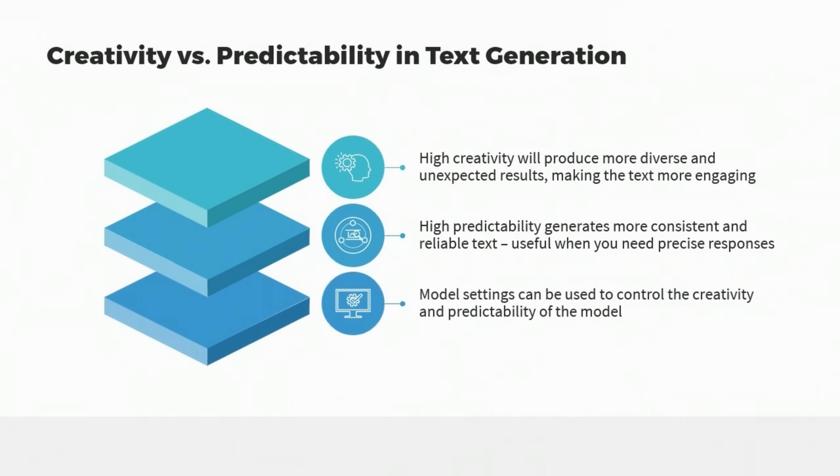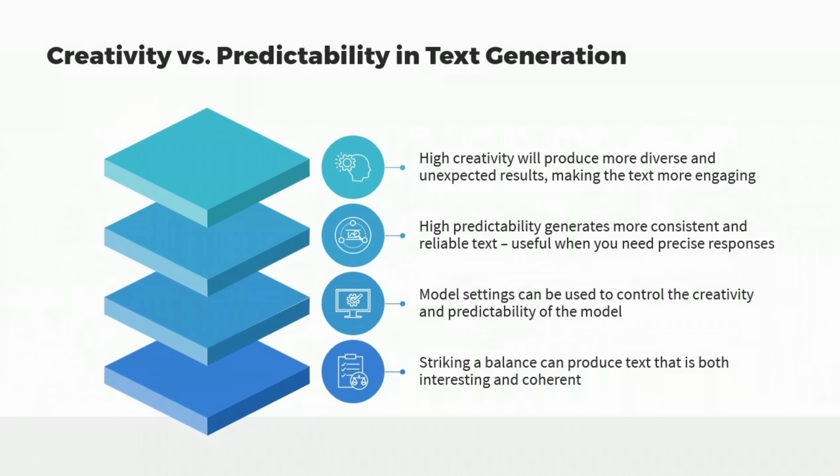You can use model settings to control the creativity and predictability of the models. So, based on where exactly you're integrating text generation with LLMs, you could have your model be more creative or more predictable. Striking a balance can produce text that is both interesting and coherent.